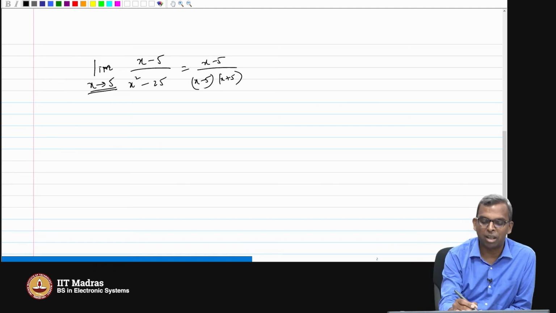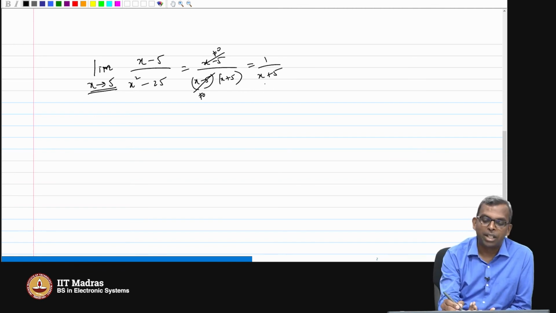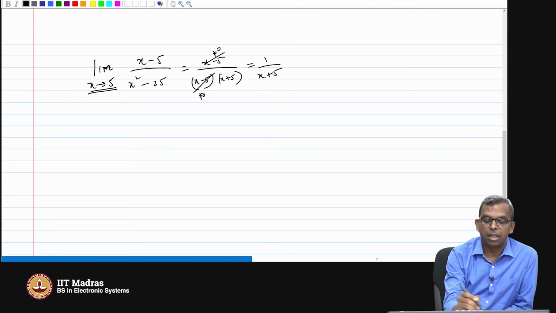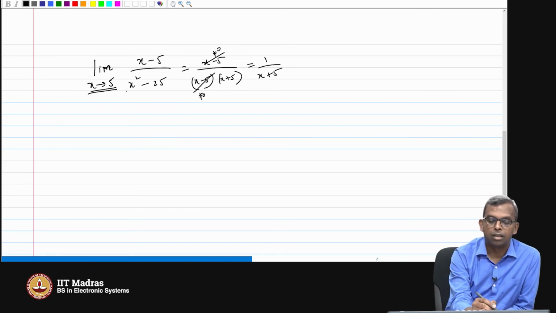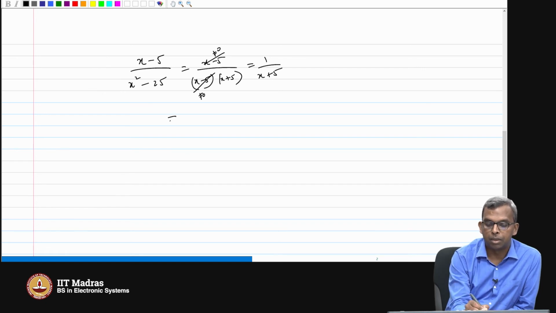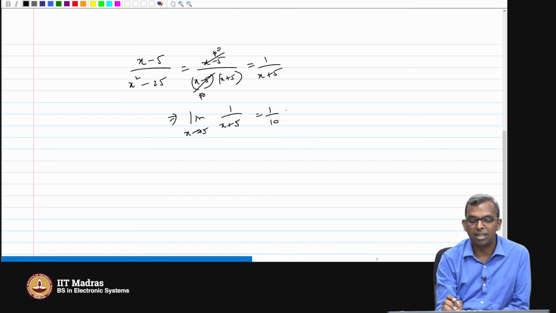So, my x minus 5 will not be 0. This is not 0. So, I can cancel these two. I get 1 by x plus 5. So, once I cancel, my denominator does not become 0 anymore. So, my limit simply becomes the limit of x tending to 5 of 1 by x plus 5, which is 1 by 10. See how easy it is.